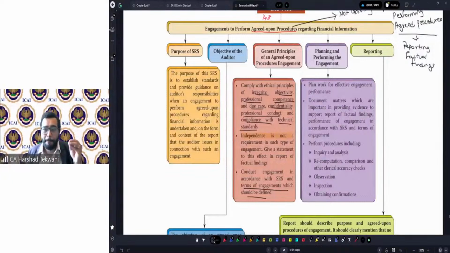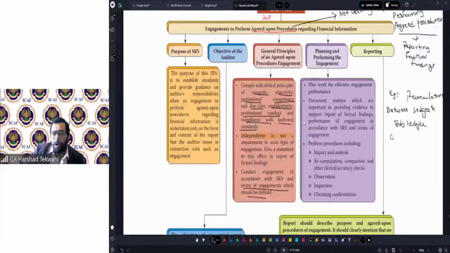For example, management has asked you to perform reconciliation between ledger and subledger for account receivables. So management has asked you to perform that reconciliation between ledger and subledger of account receivable. This is your agreed upon procedure that you need to perform.